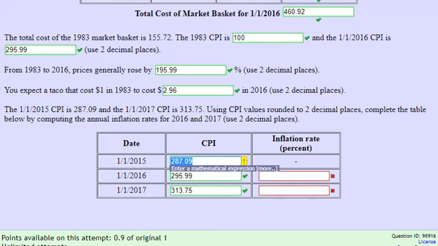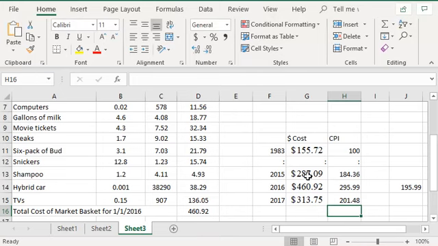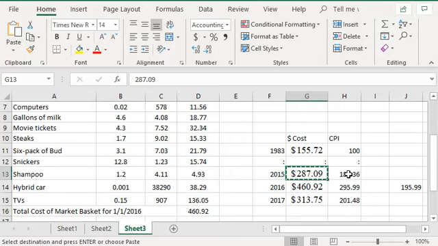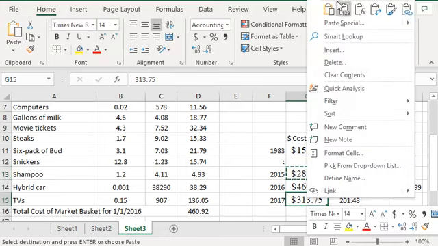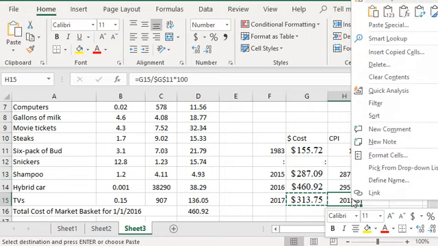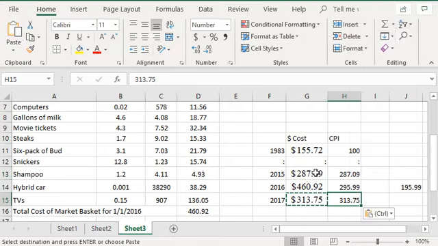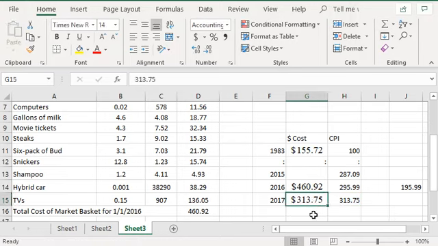Uh-oh, I made a mistake. These are already CPIs. Okay, so I got to back out. Sorry about that. I'll copy this and paste it here. And I'll copy this. I misread the problem, sorry. I can fix it though. Okay, now this makes sense.